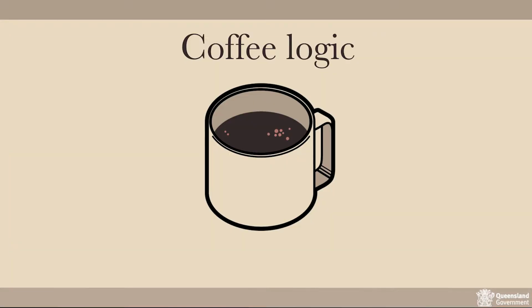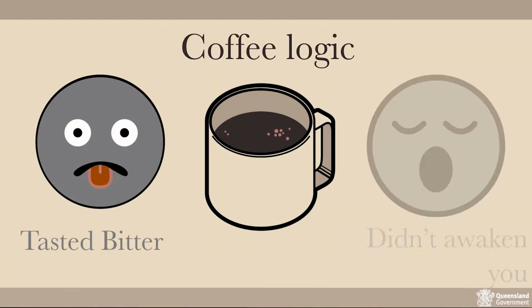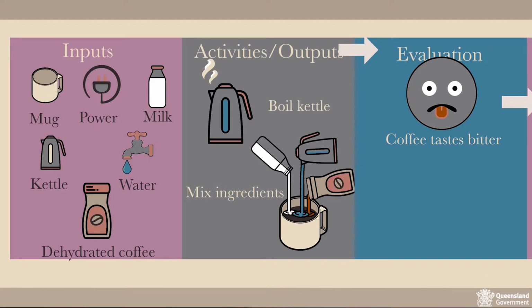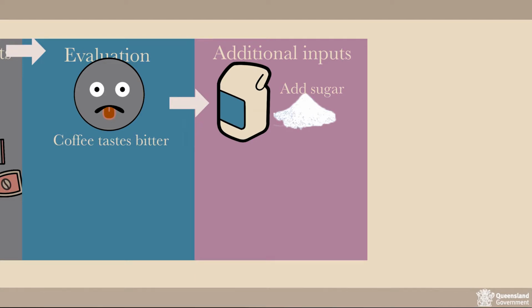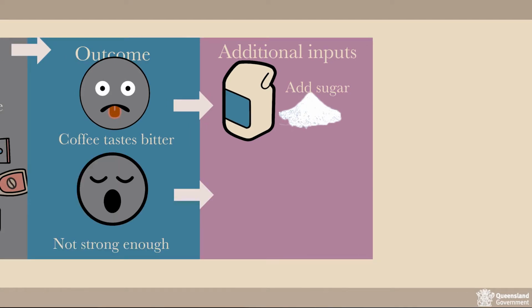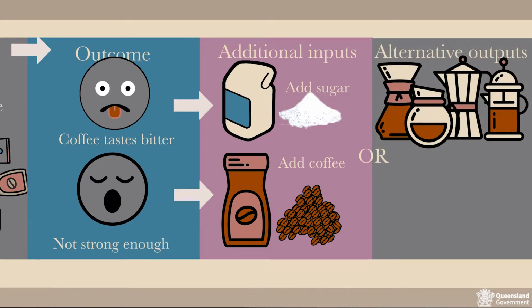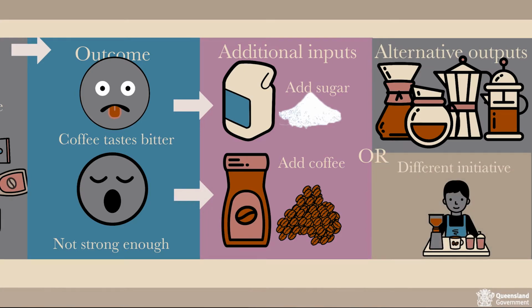Say, for example, the coffee did not taste great, or did not leave you feeling as alert as you had intended. You could make changes to the logic to improve the final outcome. Say that upon tasting, the coffee was too bitter to drink. You might add sugar. The coffee could be too weak. You might want to add more dehydrated coffee. Or you could decide that your coffee needs a different brew method altogether, or that a professional barista might be helpful.